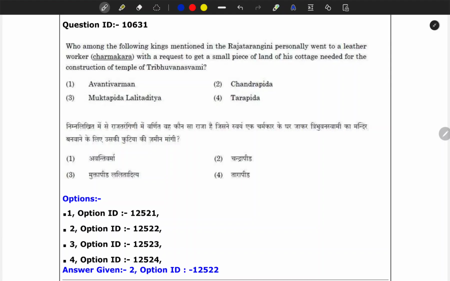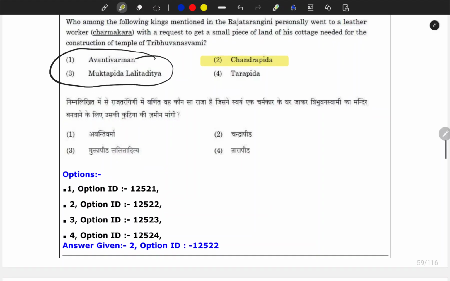Avanti Varman, Chandrapida, Tarapida, Muktapida, Lalitadida. One thing I'm sure of is that I have not read these two names in the context of the rule of Kashmir, or the kingdom of Kashmir. So our options might be from these two. You can play 50-50, but this is the correct answer: Chandrapida.